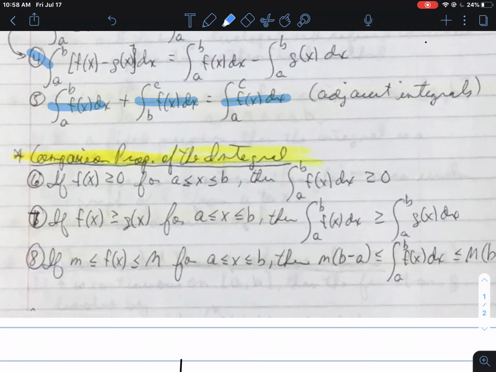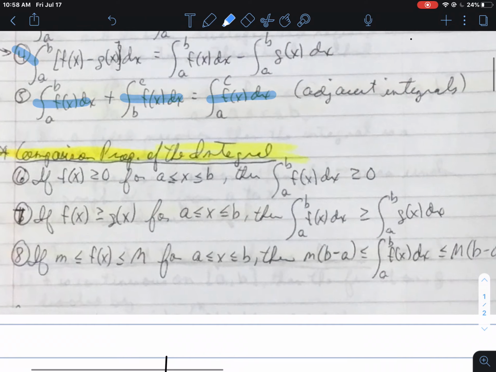Some comparison properties. Again, I think these should, for the most part, make sense. This is something we mentioned in our earlier discussion: if our function f of x is always positive for our integral from a to b, then the integral from a to b of f of x would also be positive, right? That goes back to the very first example that I showed you in this section from our summary of 5.1, where the function was entirely above the x-axis, so the area under the curve would be positive as well, right?